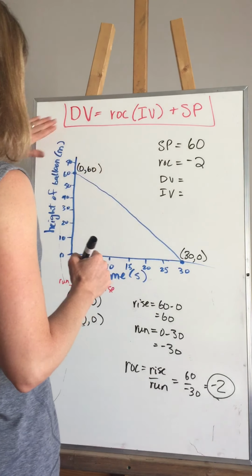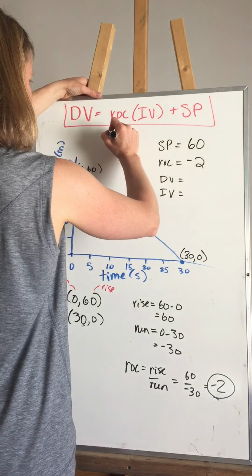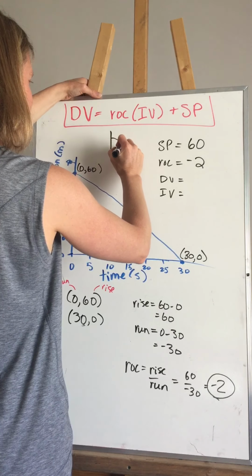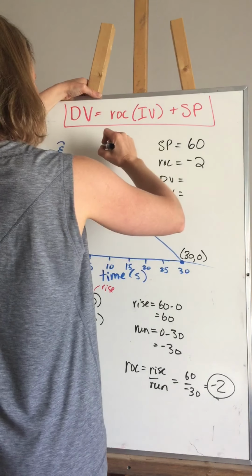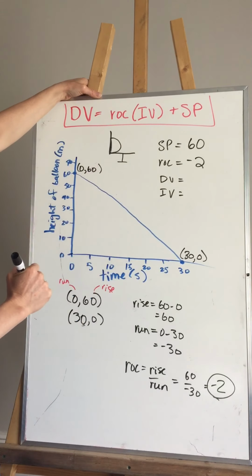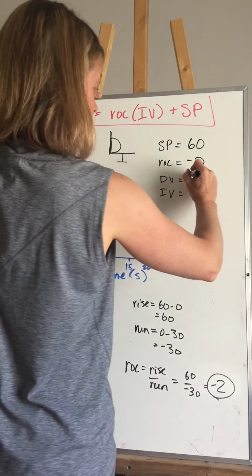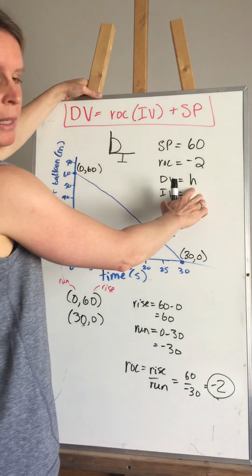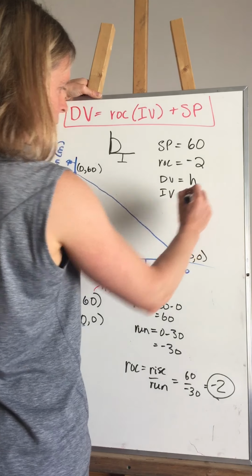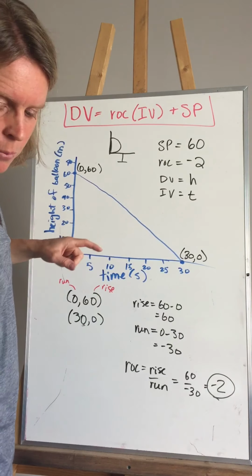So my dependent variable, this is always my dependent variable axis. Recall we kind of talked about this, right? If you drew this, you can draw a D here, so then you know this is your dependent variable, and you can draw an I here, so you know that's your independent variable, okay? So my dependent variable is going to be the height of the balloon, so I'm just going to use an H. Just try to use one letter for your variables, and then my independent variable is time, so I'll just use T.